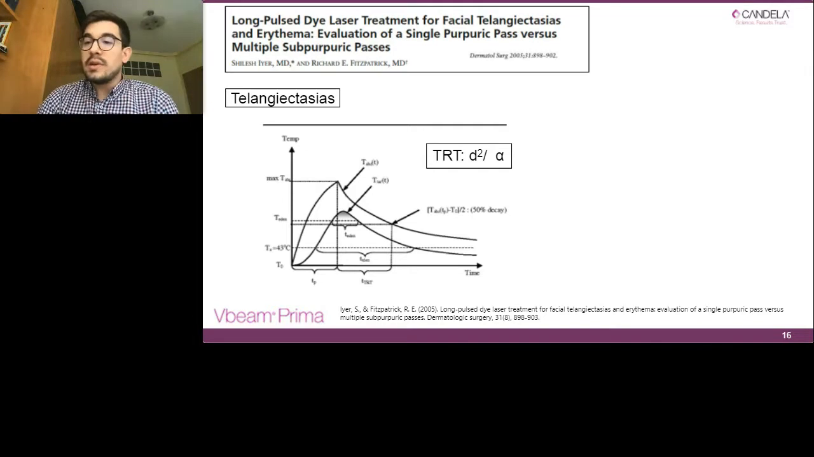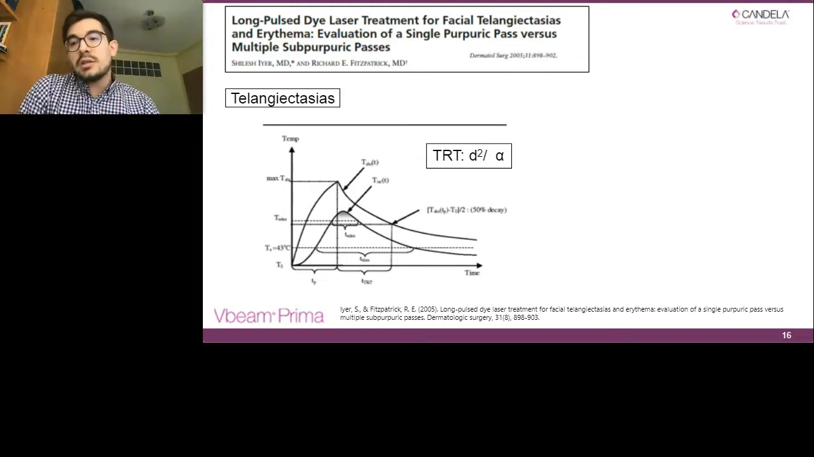In order to be able to coagulate a vessel, you have to use a pulse duration shorter than this thermal relaxation time. So if you use longer pulses than the thermal relaxation time of the vessel, you're not going to be able to create an immediate coagulation rate.